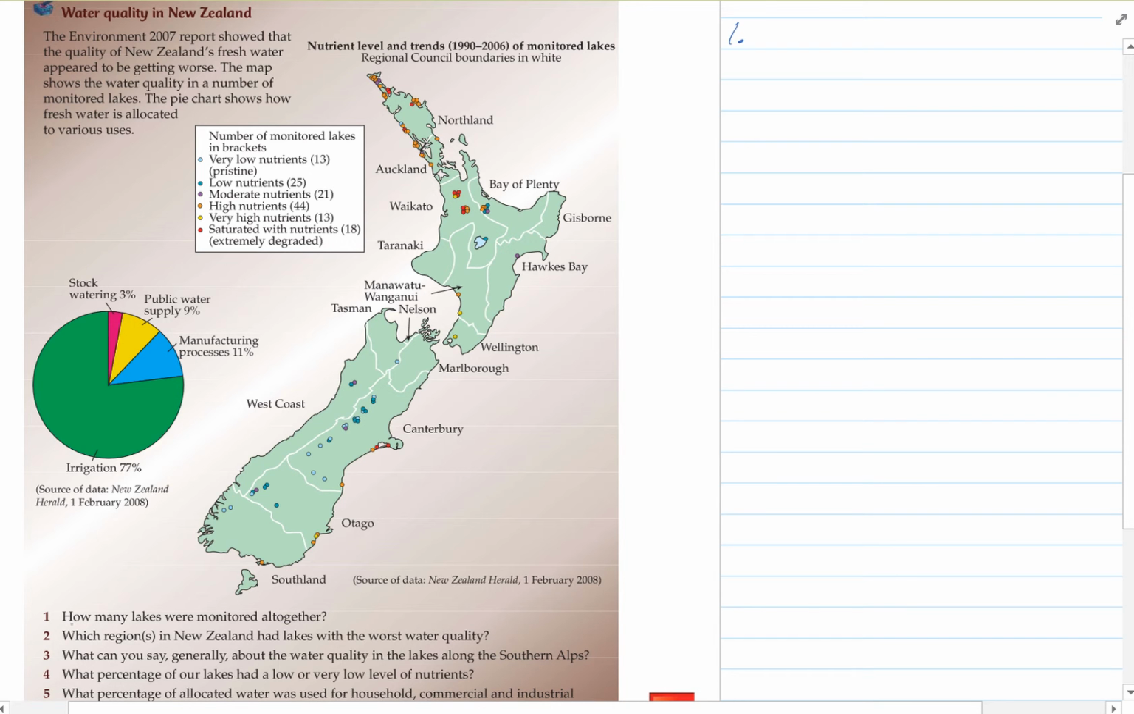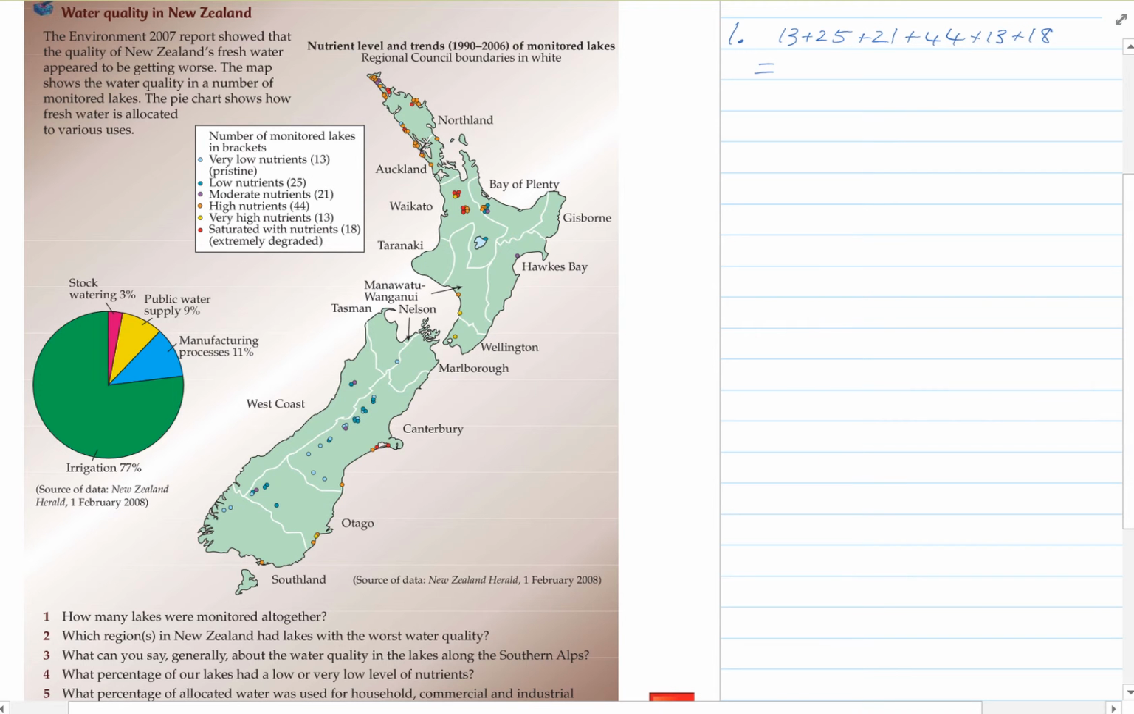So the first question is asking how many lakes were monitored altogether, and some of you might think, well, I could go through and count those. That would be quite hard. The pie graph doesn't help because it's in percentages. But in this table here we can see that there's a bunch of numbers and they're showing the numbers of lakes with each amount of nutrients. So we simply need to add those together. So that would be 13 plus 25 plus 21, 44, 13 and 18.